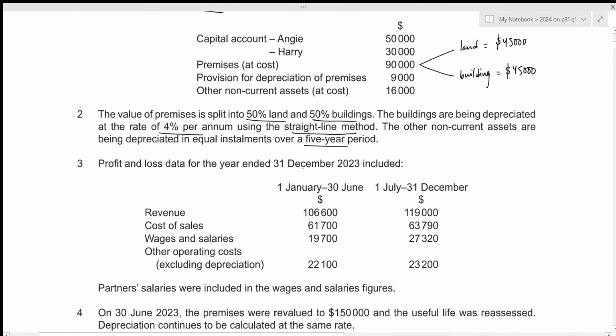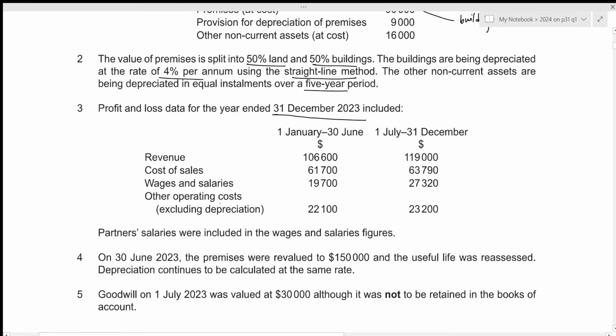Now, profit and loss data for the year ended 31st December 2023 included the following. We have our revenue, cost of sales, wages and salaries, other operating costs, excluding depreciation. So we need to calculate depreciation separately. Then partner salaries were included in the wages and salaries figure. Remember, this is incorrect because wages and salaries are to be treated as part of our expenses within the statement of profit or loss, whereas partner salaries will be included later on while we prepare our appropriation account. So the first thing we need to do is subtract the partner salaries from our wages and salaries.